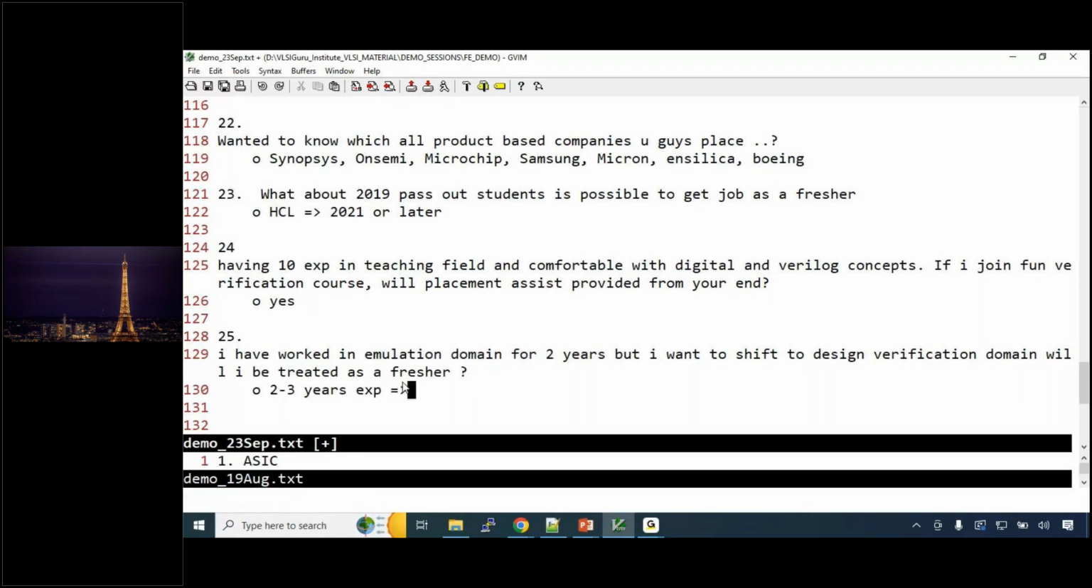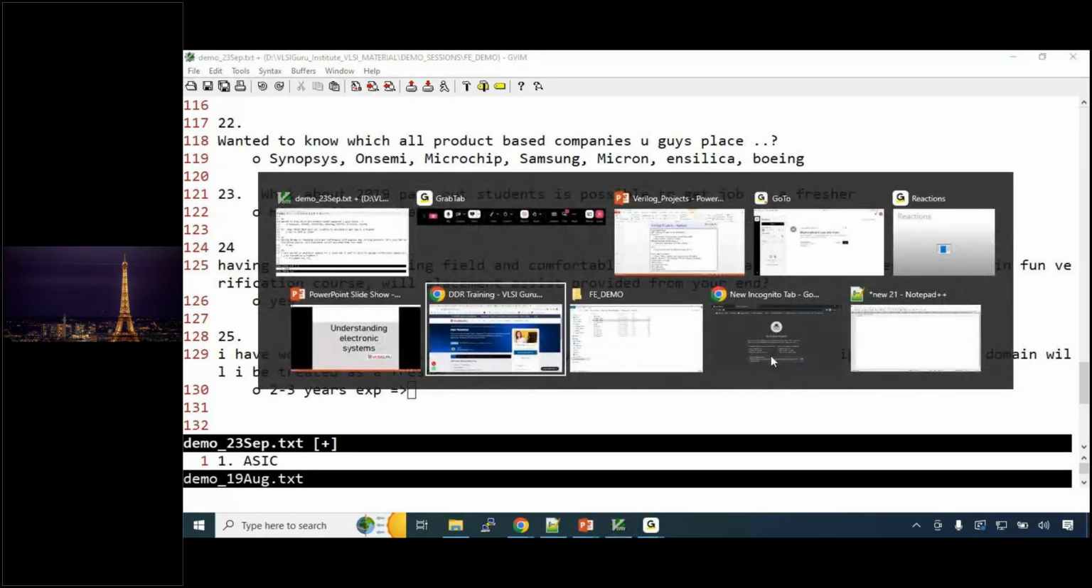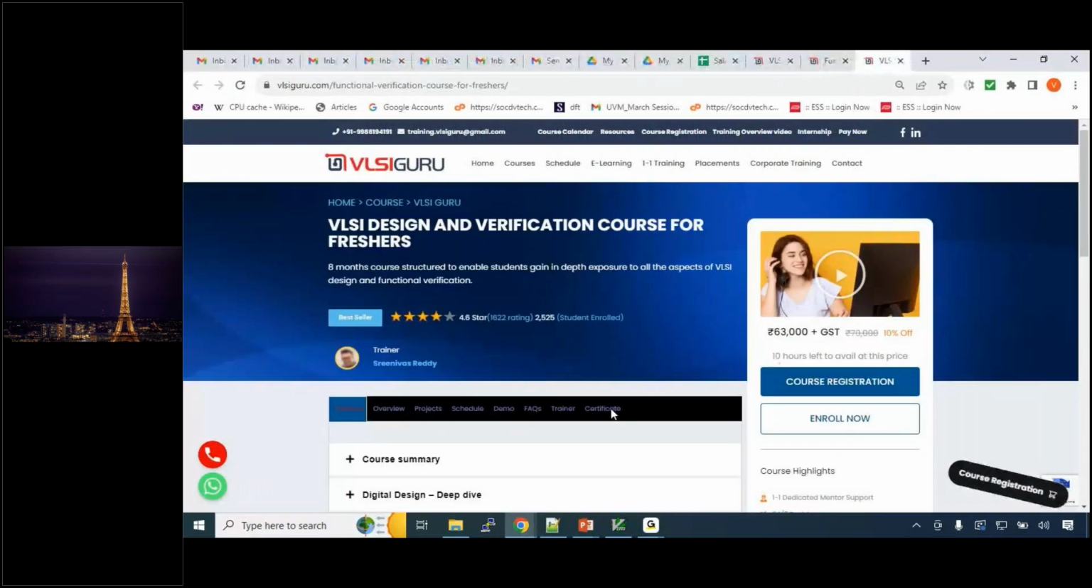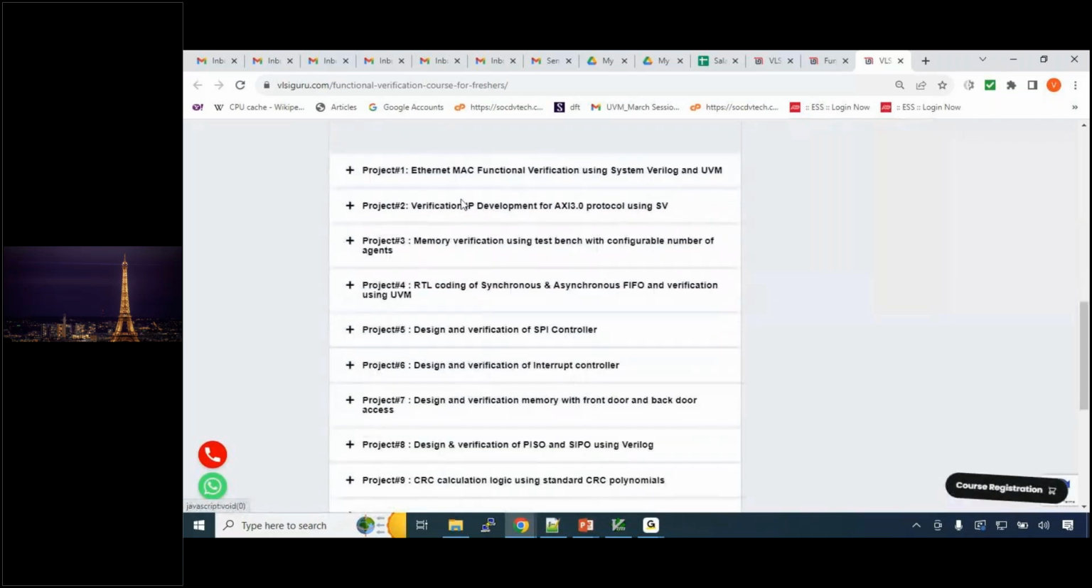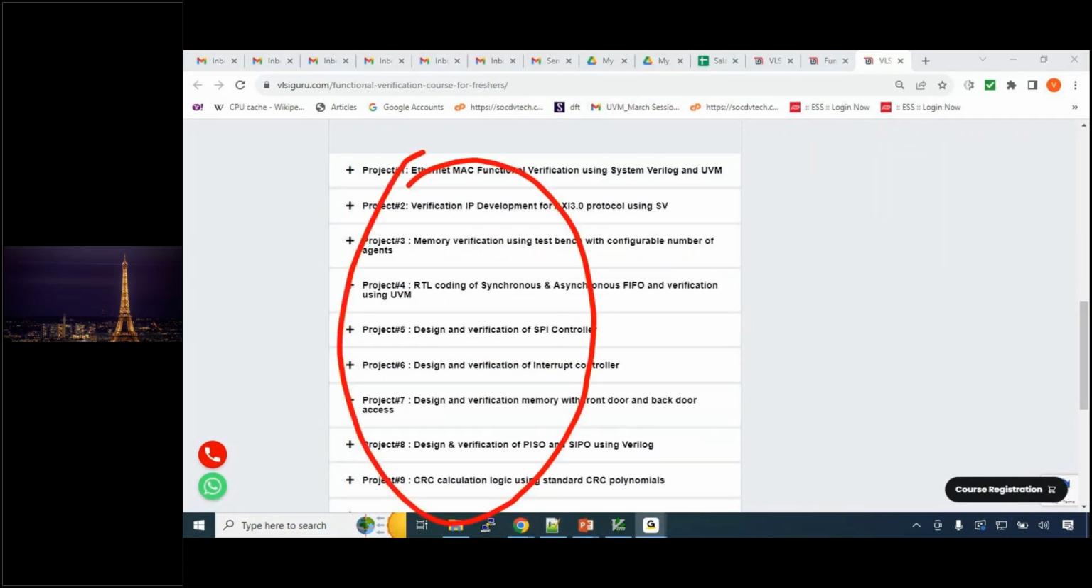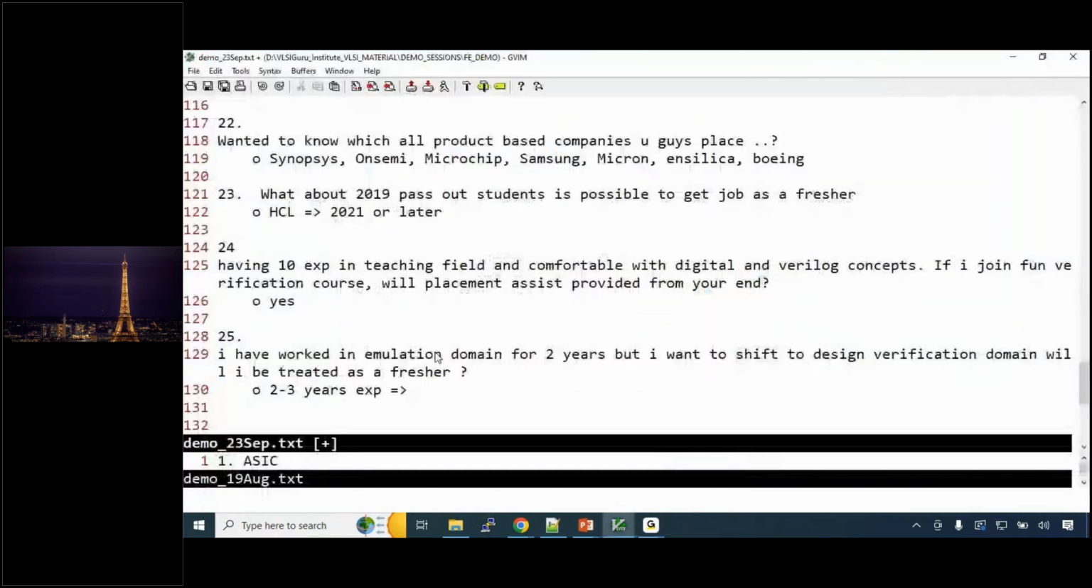Now you may say, how can I show 2 to 3 years experience? The thing is, go to the projects. We do various projects. We do multiple projects in the course like Ethernet MAC verification, verification IP development, memory verification, various designs we do. This you can easily show as a 2+ years experience. If you do this many projects, you can easily show as a 2+ years experience. That you can show into your emulation time.